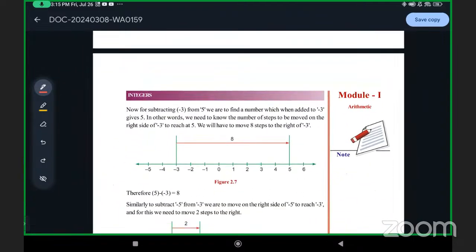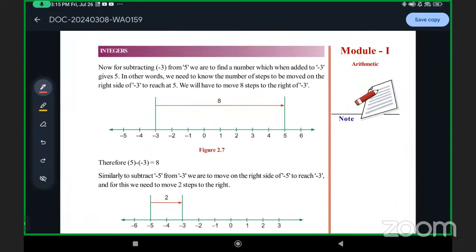Then for subtracting minus 3 from 5, we are to find a number which when added to minus 3 gives 5. Now, in other words, we need to know the number of steps to be moved on the right side of minus 3 to reach 5. This way we are moving right side from -3 to reach 5.